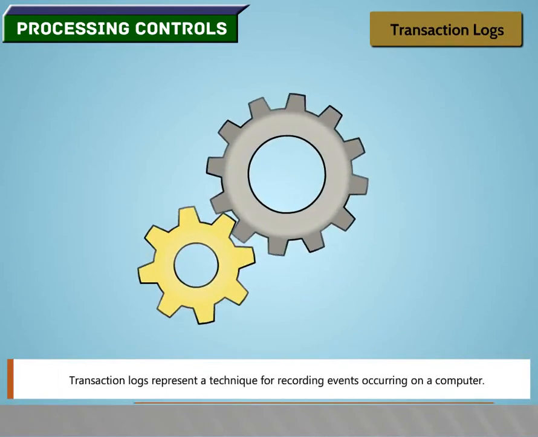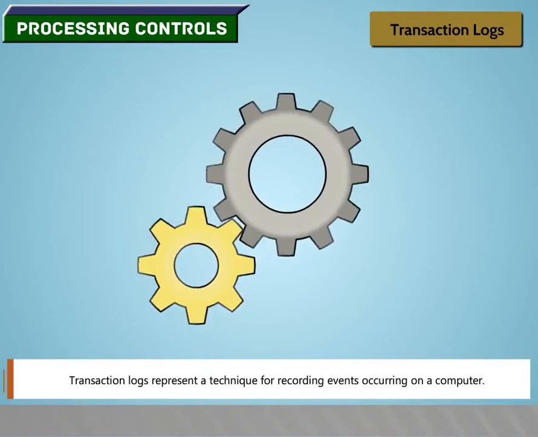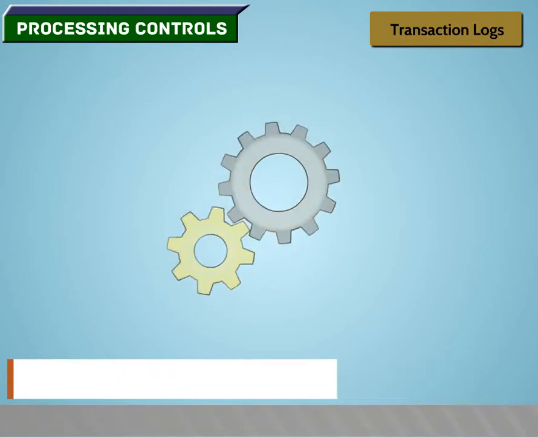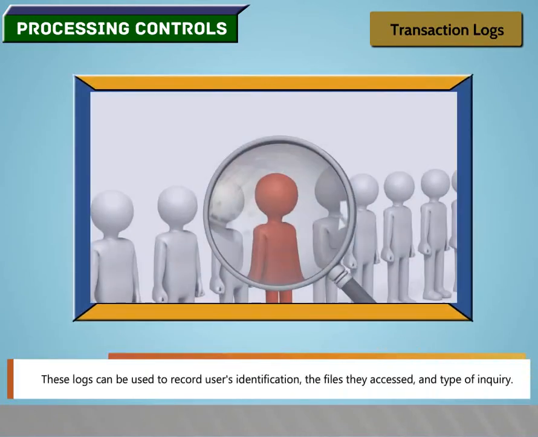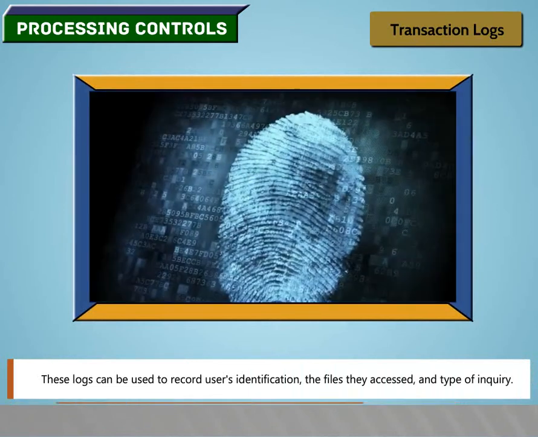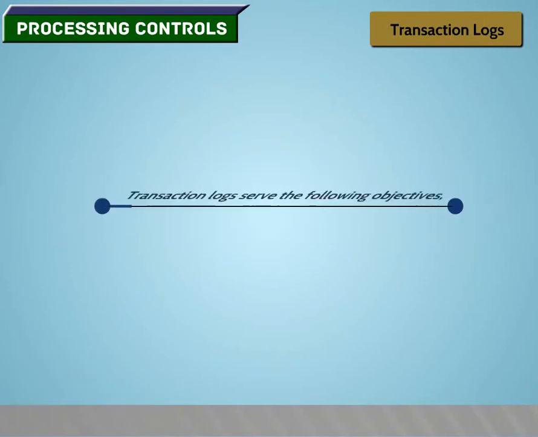Transaction logs. Transaction logs represent a technique for recording events occurring on a computer. These logs can be used to record users' identification, the files they accessed, and type of inquiry. Transaction logs serve the following objectives.